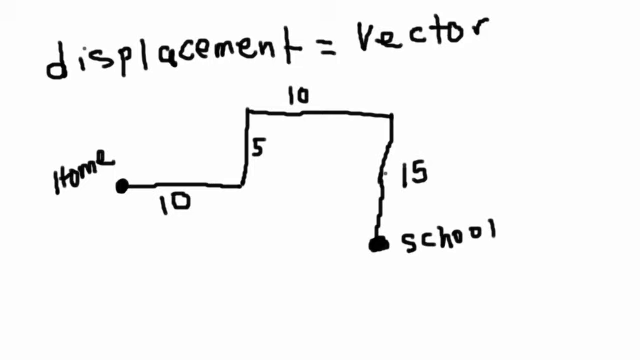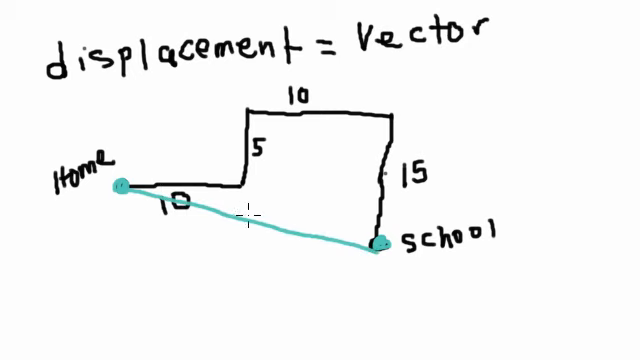So, for example, displacement would be if this is where you're starting and this is where you're ending. What is the shortest distance between those 2 points? And the shortest distance is this right here. It's actually a line. The shortest distance between 2 points is a line.